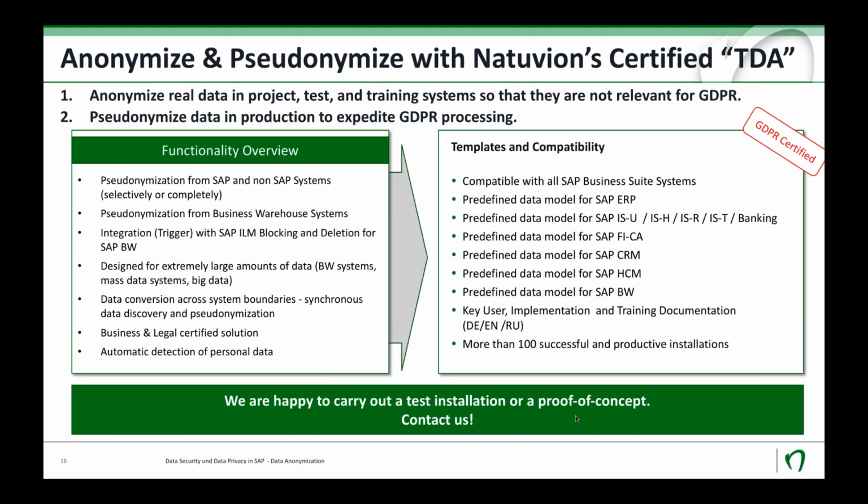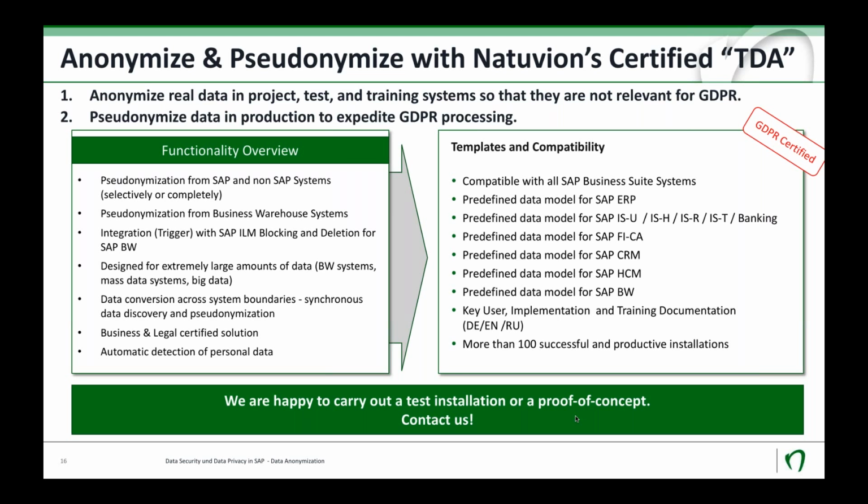But first, some key facts about TDA, our Test Data Anonymization product, which is GDPR certified software that guarantees GDPR-compliant pseudonymization of your data. Of course, there has to be the correct implementation and complete setup, but this tool is able to run GDPR-compliant pseudonymization in your SAP system landscape, as well as in non-SAP systems, selectively or completely.